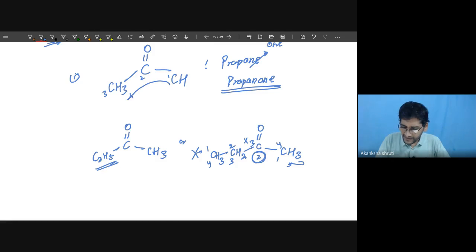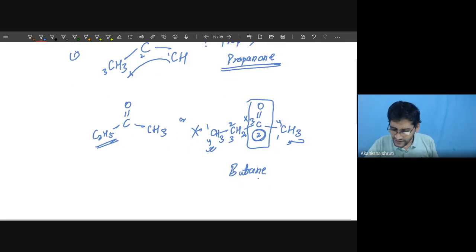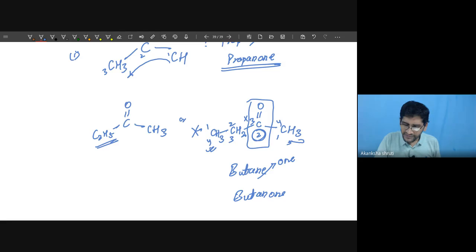So the best way is to observe this functional group carefully and start numbering the carbons from the terminal for which this functional group will get the lesser number. But a total of 4 carbon atoms is there. So it will be butane or derived from butane. So E is to be dropped and ONE has to be added. So butanone.